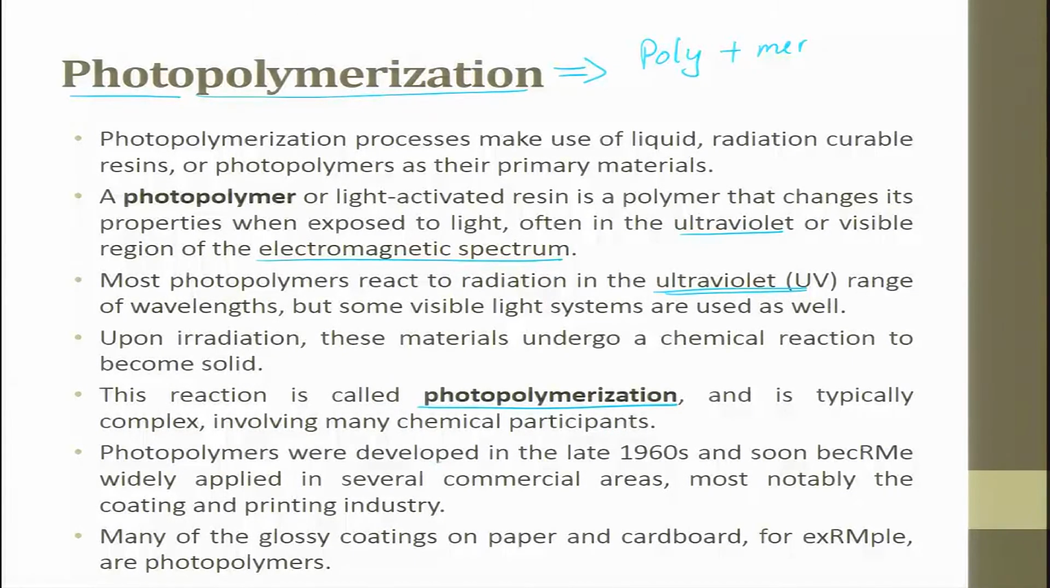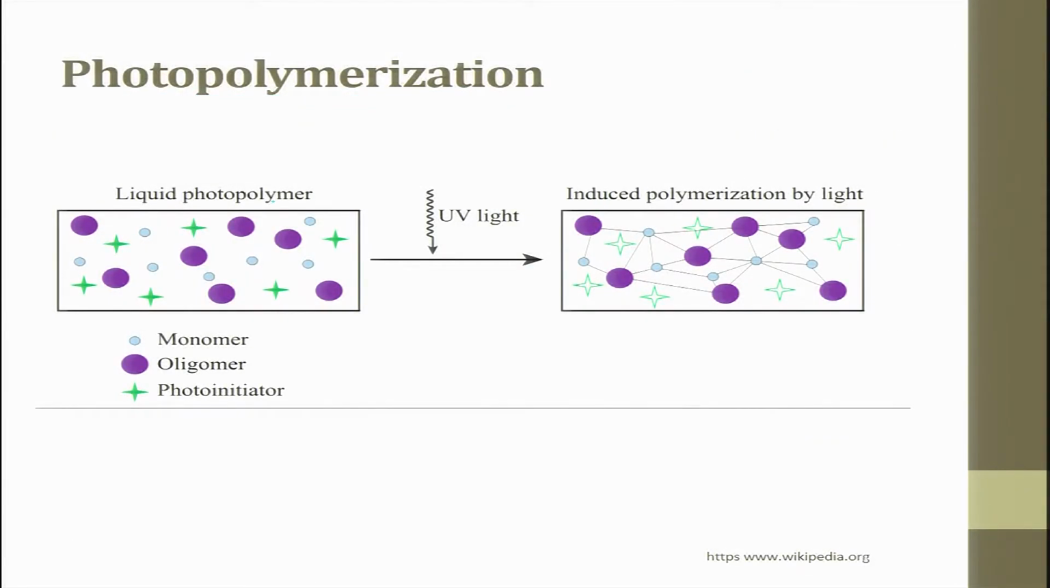Photopolymers were developed in the late 1960s and soon became widely applied in several commercial areas, most notably the coatings and printing industry. Many of the glossy coatings on paper and cardboard, for example, are photopolymerized. So, this is a liquid polymer.